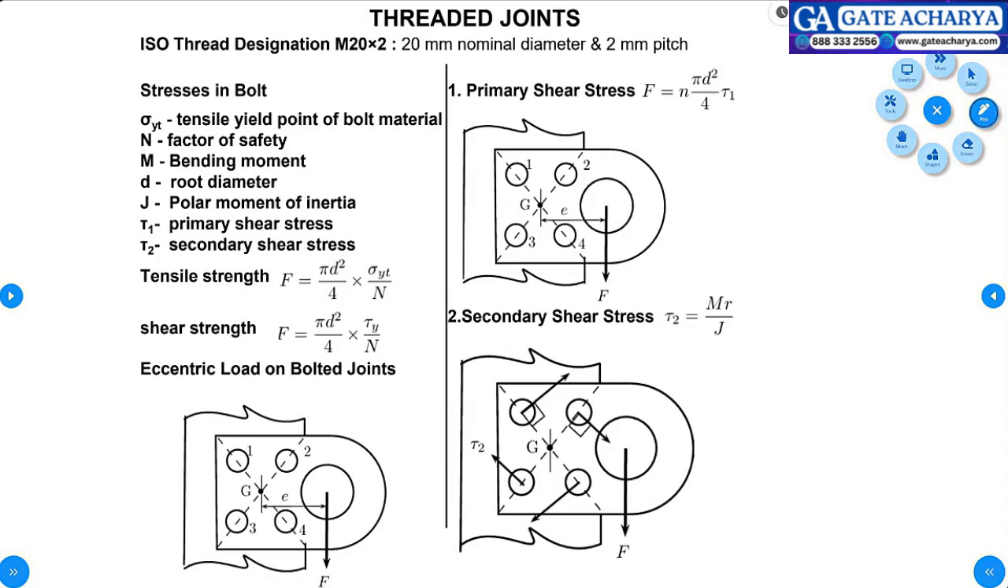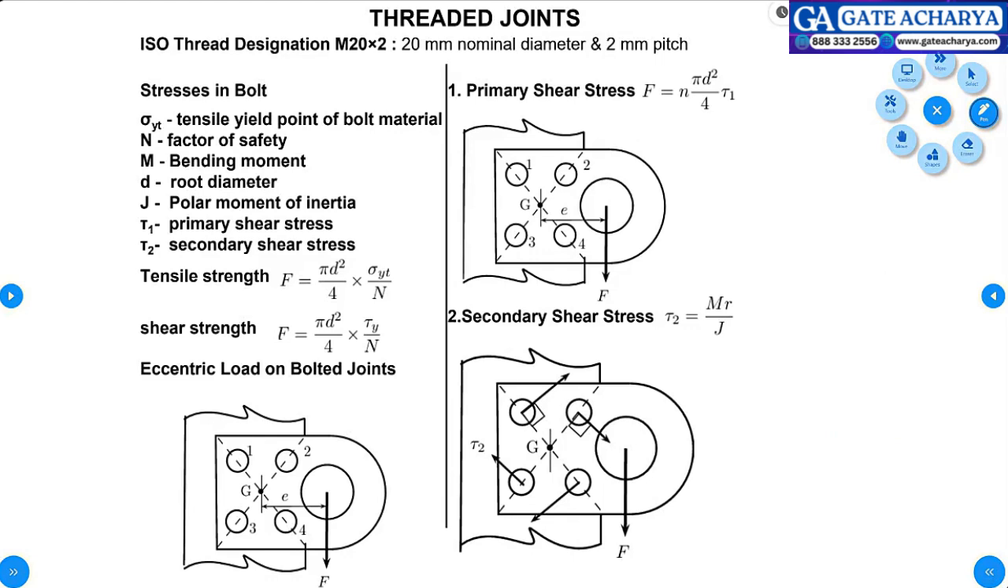Okay, boys, this is threaded joints. Screws and nuts come under threaded joints. The ISO thread designation, International Standard Organization, says M20 cross 2. What does it mean? 20 means nominal diameter, 2 means pitch.